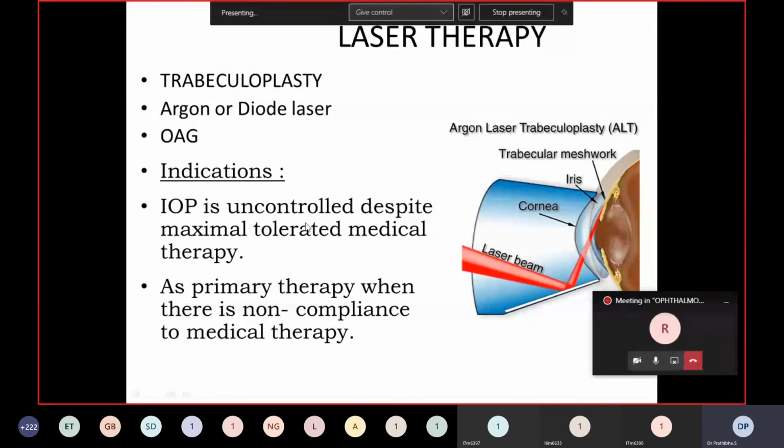The indications are when IOP is uncontrolled despite maximal tolerated medical therapy, and sometimes even as a primary therapy when there is non-compliance with medical therapy. But definitely it does not replace medical therapy at all. It was tried before, but nowadays not many people prefer this. But for the sake of answer completion, you need to write this laser therapy also.